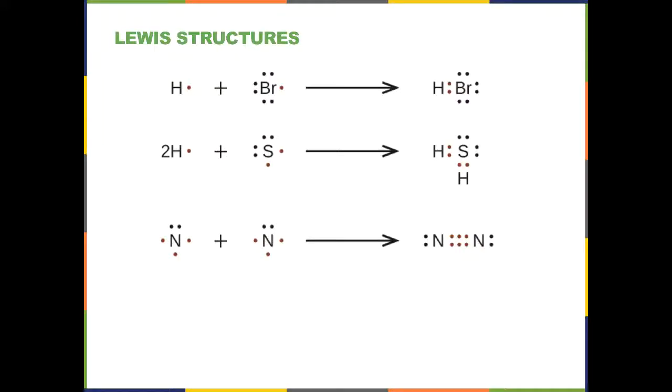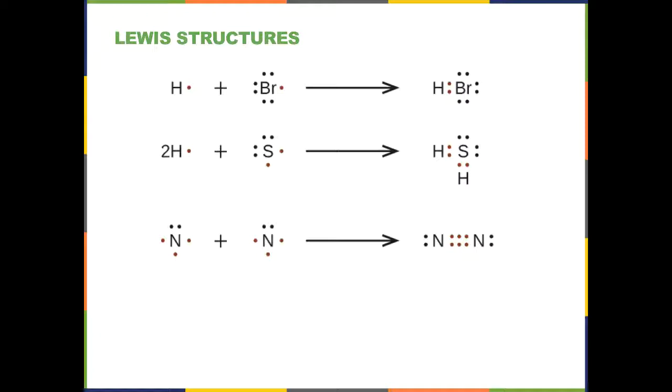Now here are some examples again of Lewis structures of various compounds. And the top two are fairly straightforward. You have a hydrogen with one electron combining with bromine, and you show that with hydrogen bromide with 8 electrons around the bromine and the hydrogen beside it. Similarly with hydrogen sulfide, you have 2 hydrogens that combine, each contributing 1 electron to the shared pair.